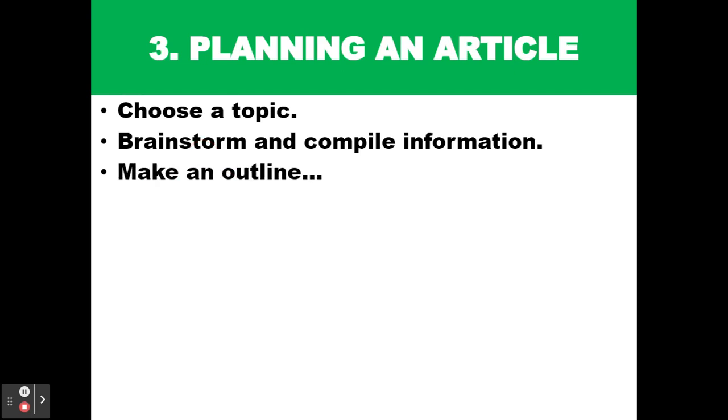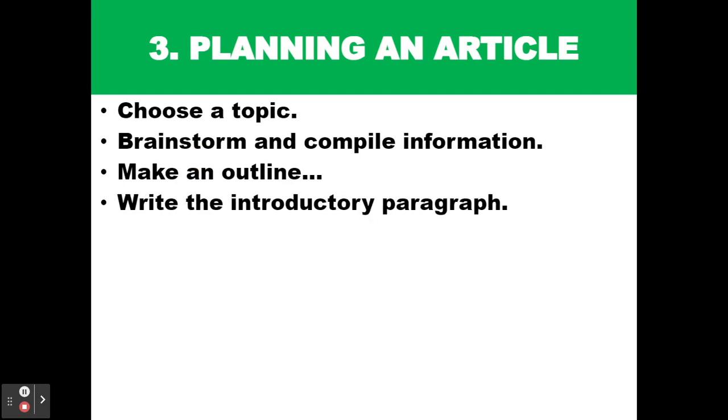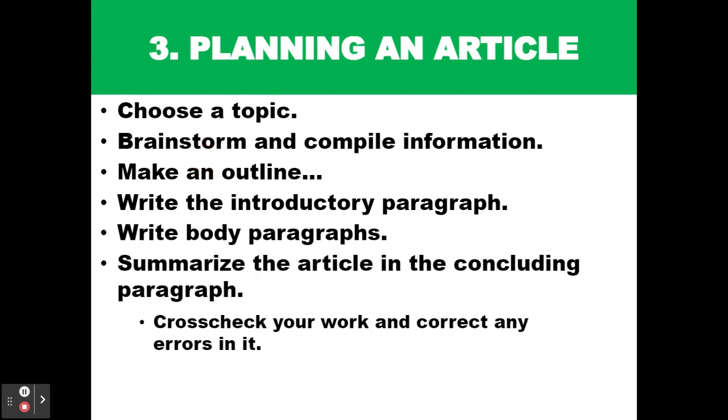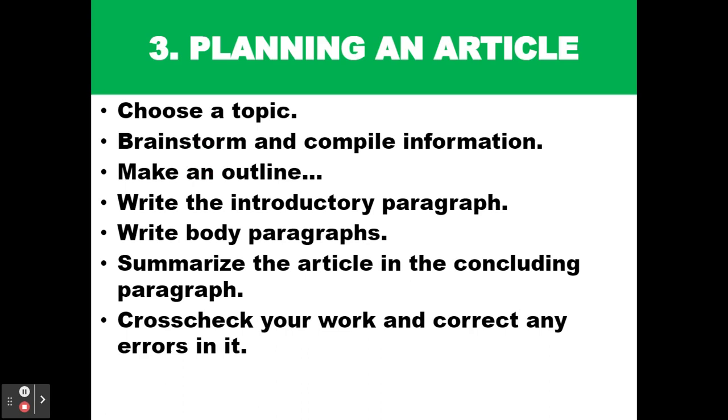compile information. Then with the information or the ideas that you have jotted down, you make an outline, and then you write the introductory paragraph, so that these are the steps in planning an article. And then you write the body paragraphs, you summarize the article in the concluding paragraph, you cross-check your work and correct any errors in it. These are the steps, all right? So you have to get these steps planned, okay, so that you will write a good article.